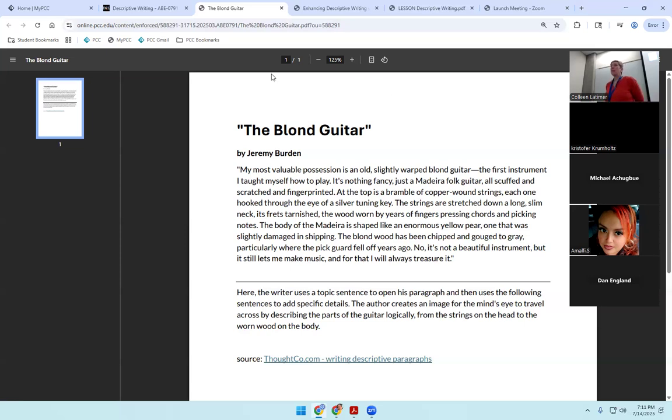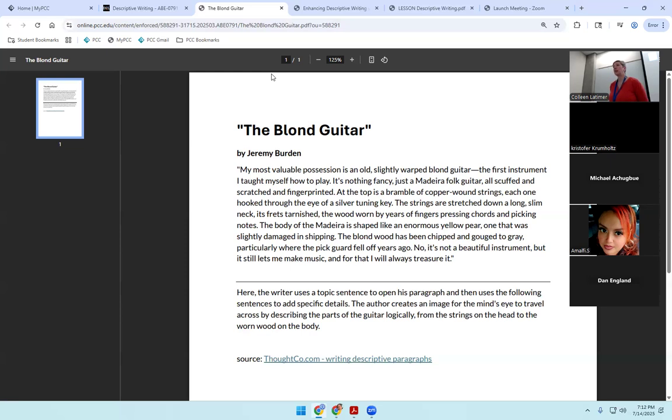My most valuable possession is an old, slightly warped blonde guitar, the first instrument I taught myself how to play. It's nothing fancy, just a Madeira folk guitar, all scuffed and scratched and fingerprinted. At the top is a bramble of copper wound strings, each one hooked through the eye of a silver tuning key. The strings are stretched down a long, slim neck, its frets tarnished with the wood worn by years of fingers pressing chords and picking notes.